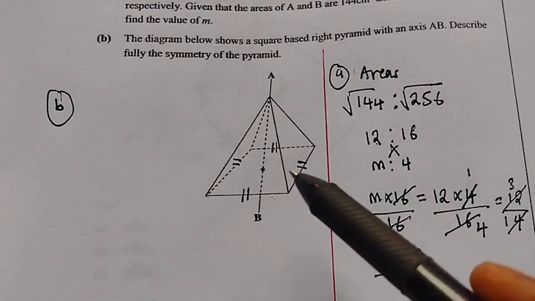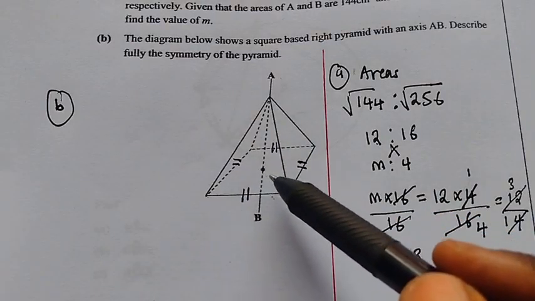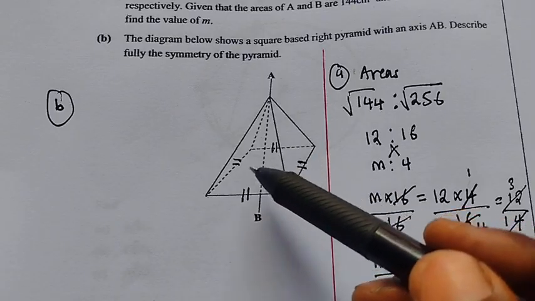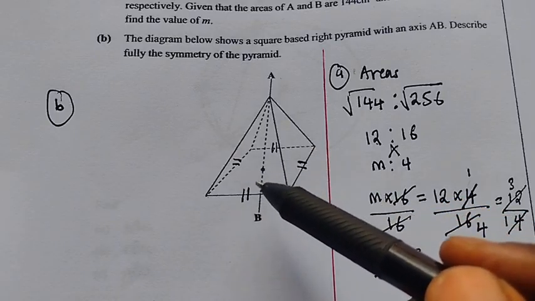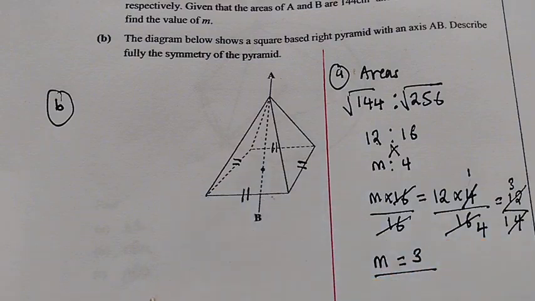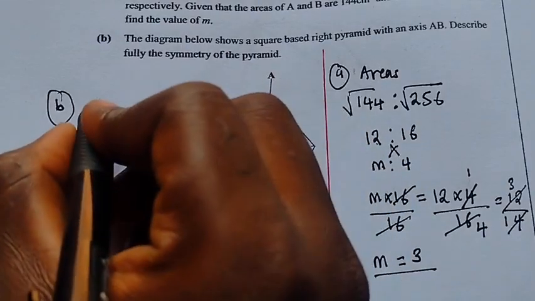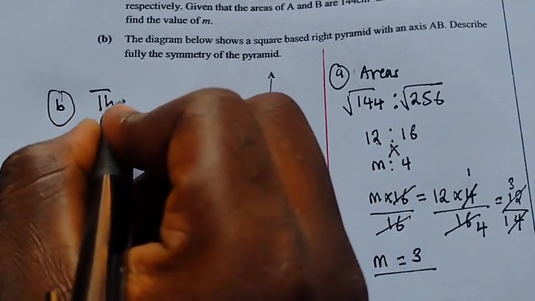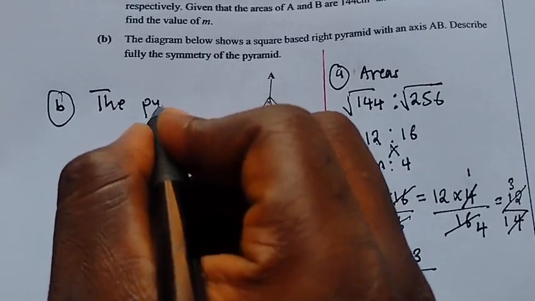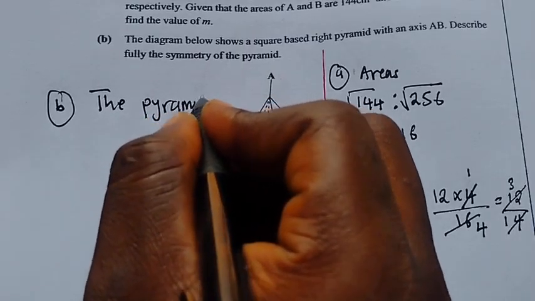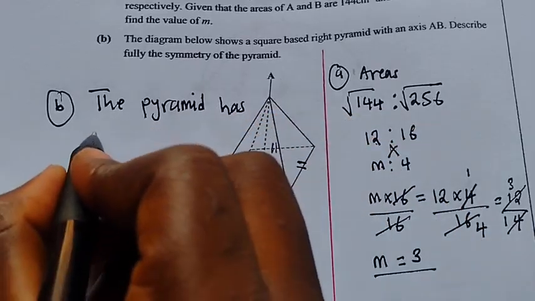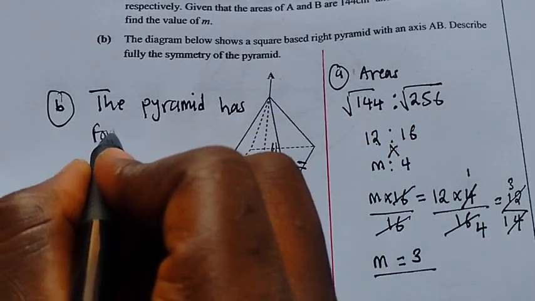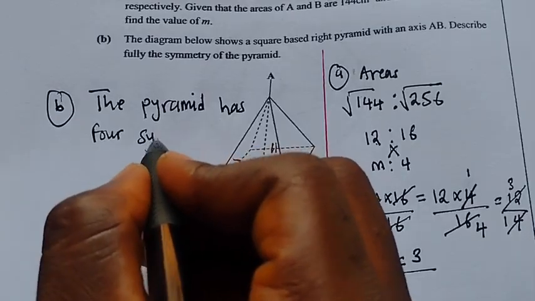So to describe fully this pyramid, since we are saying this is a four-sided polygon with all the lengths that are the same, to describe this fully, we are just going to say the pyramid has four symmetry. Okay, so just say the pyramid has four symmetry.